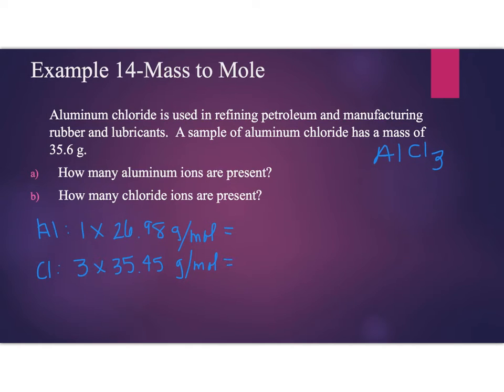So when I multiply these out, I get 26.98 grams per mole, and I end up with 106.35 grams per mole. When I add these together to find the total molar mass of the compound, I get 133.33 grams per mole of aluminum chloride.